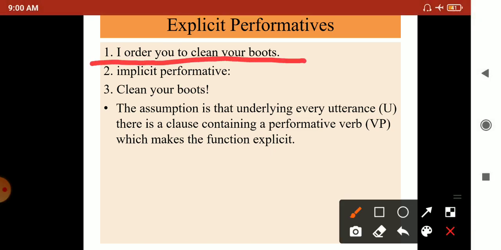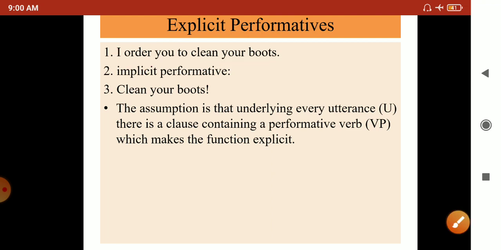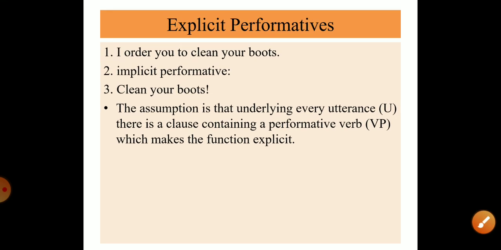So this is a sentence having explicit performative in which there is a performing verb. In this example, order is the performing verb which makes the function explicit, which makes the action clear. So the message from the speaker is clear to the receiver. So the receiver has to clean boots. In the third sentence, it is not clear actually. I mean, the speaker does not explicitly tell the listener to clean the boots. Clean your boots. You can get your boots cleaned. That could also be the meaning.